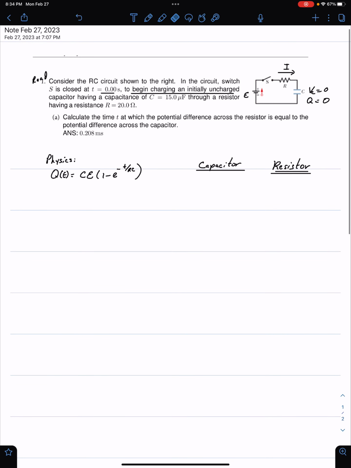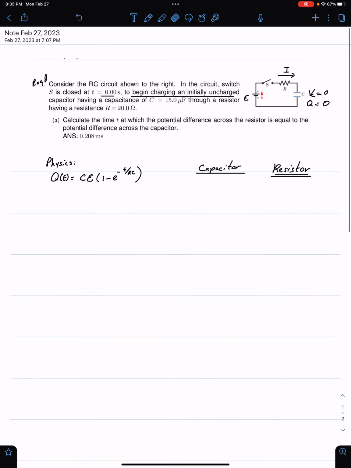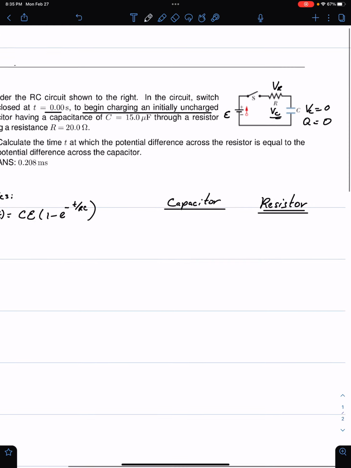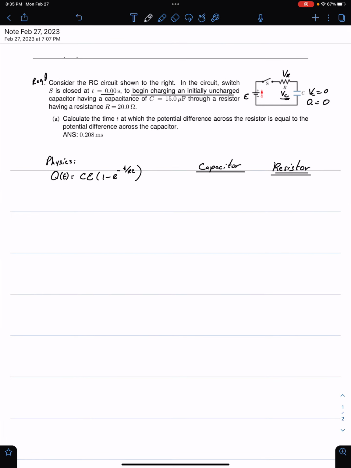So, it's asking us to solve for the time at which the voltage across the resistor is equal to the potential difference across the capacitor. We have here the voltage across the resistor, and we also have the voltage across the capacitor. Okay? Since we have both of them, but we also know that current only passes through one, it's a little bit tricky. So let's start off with Kirchhoff's loop rule.